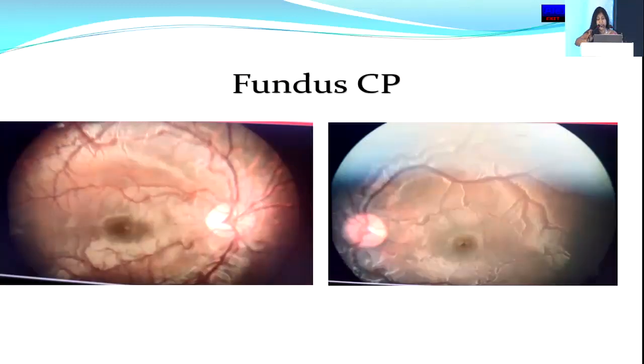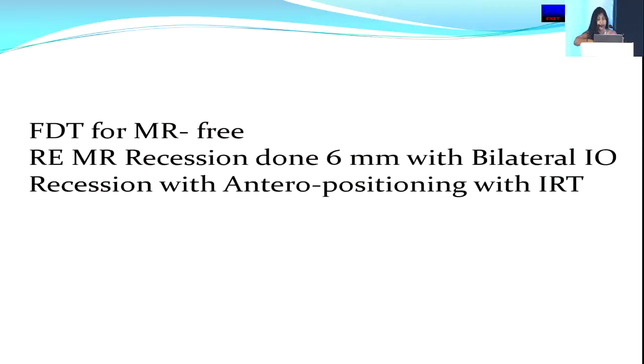The fundus here showed extorsion, confirming the inferior oblique overaction. FDT for MR is free, so what we chose to do is a right eye MR recession with bilateral inferior oblique recessions with inferior rectus transposition. This is the post-op result with good alignment and good abduction recovery with collapse of the V pattern.